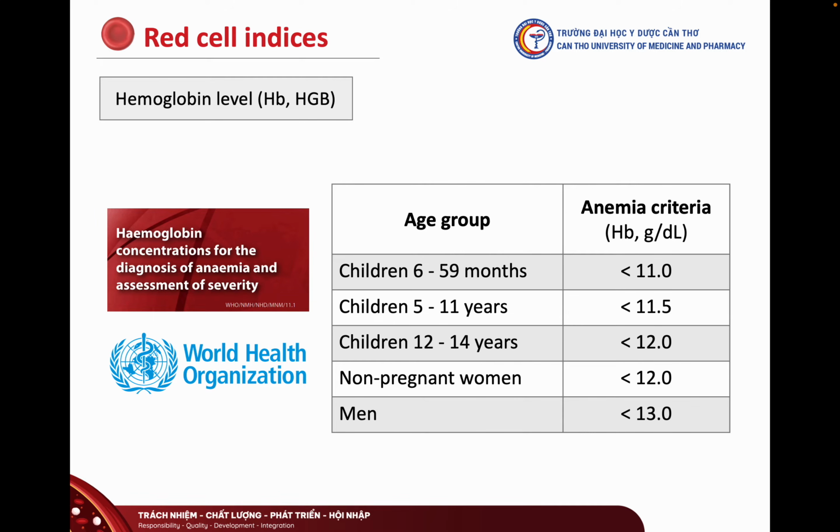There are also criteria for children of different age groups, but in this course, you only need to focus on the adults, men and women. And also, just a reminder, this module will focus on anemia only. We won't cover polycythemia in detail, so you don't have to study the polycythemia criteria. Only the anemia criteria.